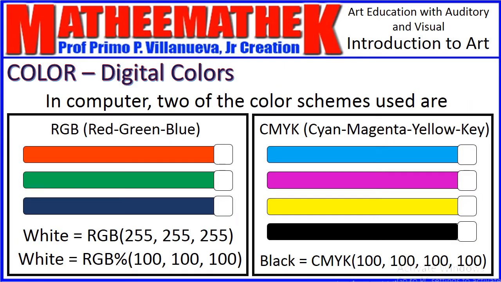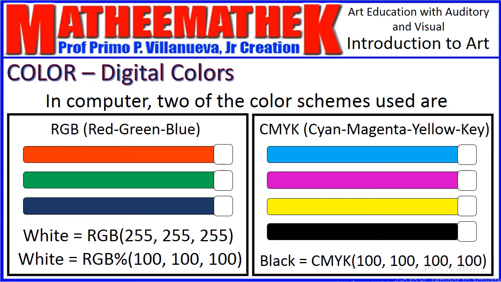In computer, some of the color schemes used are RGB, whose primary colors are red, green, and blue. CMYK, whose primary colors are cyan, magenta, yellow, and key color, basically black. And HSL, that uses hue, saturation, and luminance. Colors are identified by changing the values in the parameter.